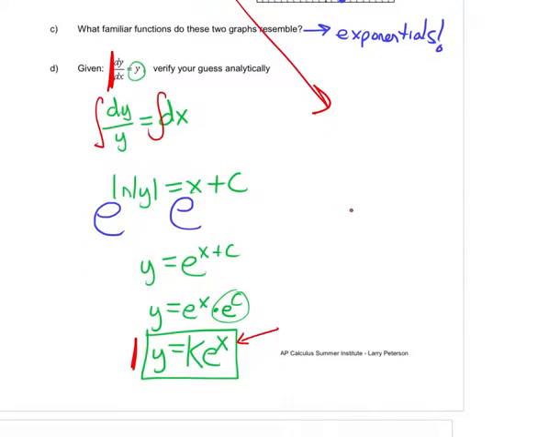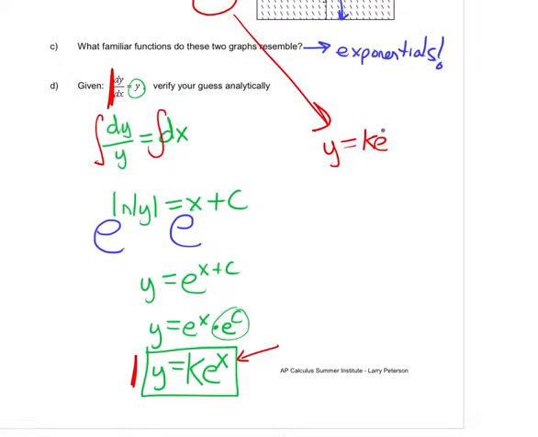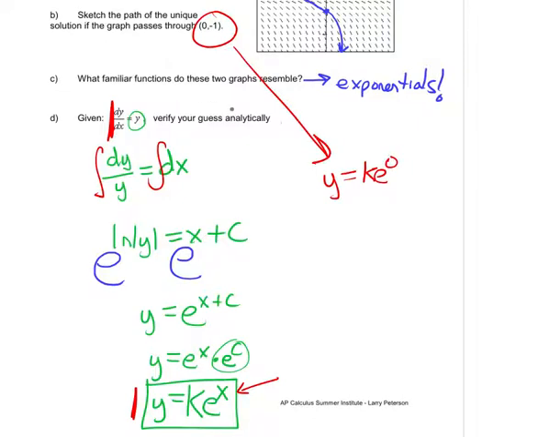If we plug in 0, negative 1, we're going to get y equals k e to the 0. Oh, I shouldn't have y there, right? I should have negative 1. So anything to 0 is 1, so that's this. So that says k is negative 1. So that says our particular solution, this is the family of solutions.